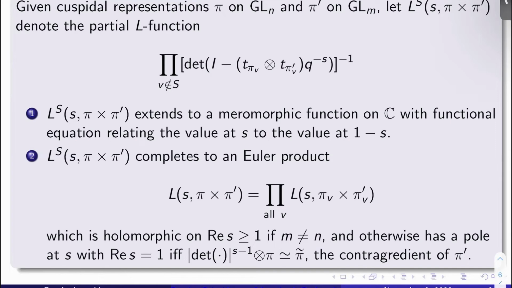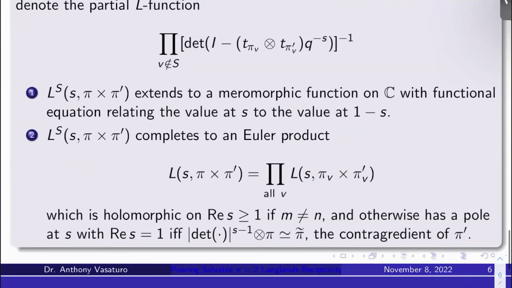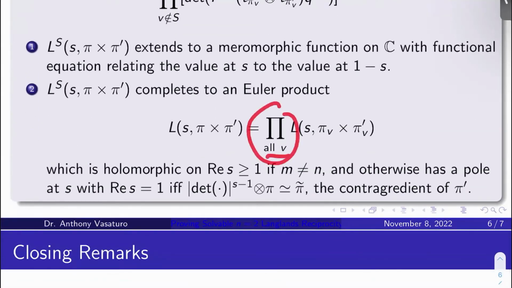Okay, also, we like when L functions have Euler products. L_S(s, pi cross pi prime) completes to an Euler product given by the product over all places v in whatever field we're working over of these local L functions, L(s, pi_v cross pi prime_v). Okay, so we can write the global L function as a product of local L functions, in other words, across all places v.